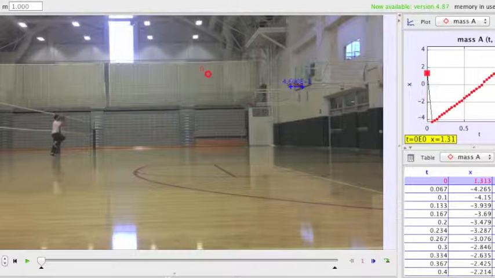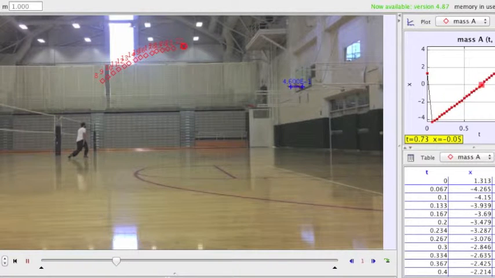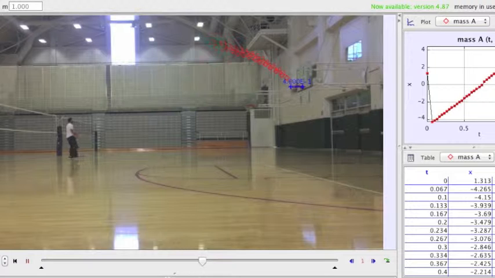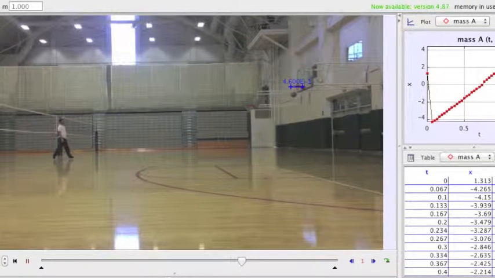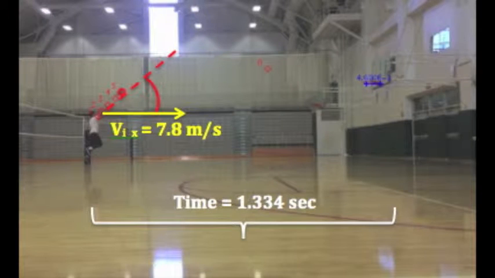Let's dig deeper into this shot. Using Tracker, we were able to find that the initial velocity in the x direction was 7.8 meters per second, and the total time to reach the hoop was 1.334 seconds. We still need to find the initial velocity and the initial angle.